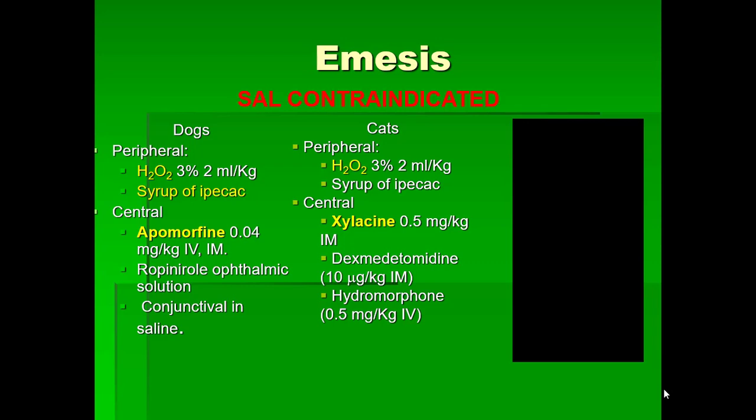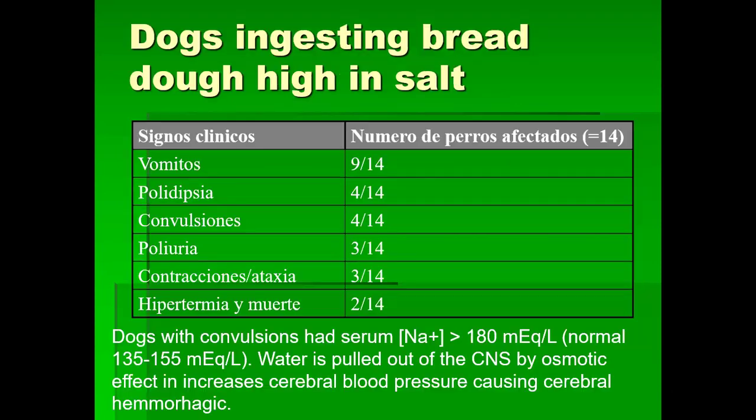For cats, we have two alpha adrenergic drugs, which are xylazine and dexmedetomidine. The good thing is that both have a reversal agent, which is atipamezole or yohimbine. And any of these drugs can also be combined with this other one we see here, hydromorphone. And if you want to enhance the efficacy or the success of vomiting, you can always put that cat in its carrier.